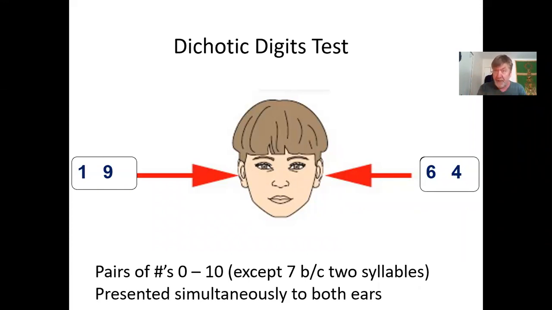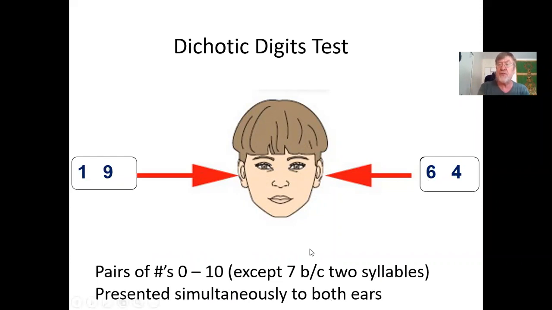So here's what they're doing. They'll present pairs of digits and ask the kid to repeat the pairs. You don't need to report the order, but the kid's going to hear 1 and 4 at the same time, and 6, 9. They'll use numbers between 1 and 10, except 7, because 7 has two syllables. All the other numbers have one: 1, 2, 3, 4, 5, 6, 8, 9, 10. They won't use 0, which is two syllables. So pairs of digits, from 0 to 10 except 7, presented simultaneously to both ears.